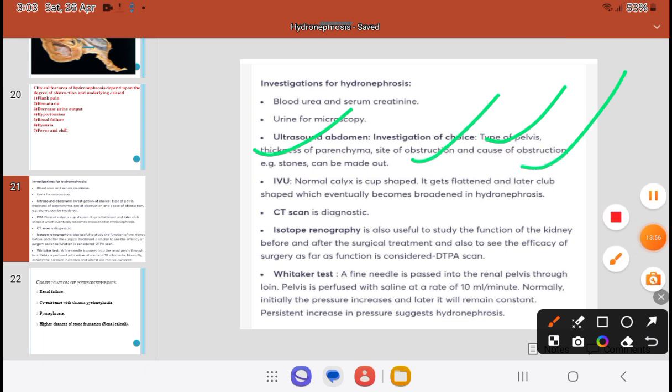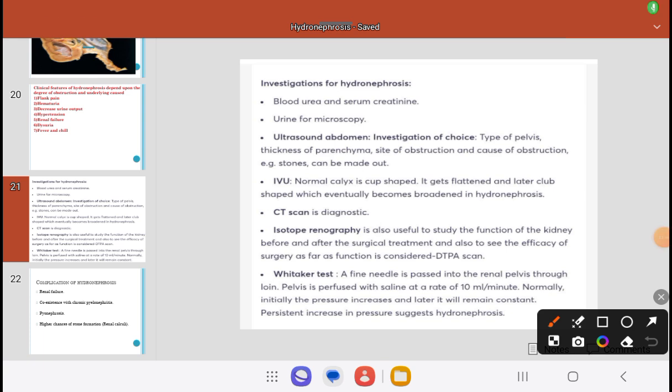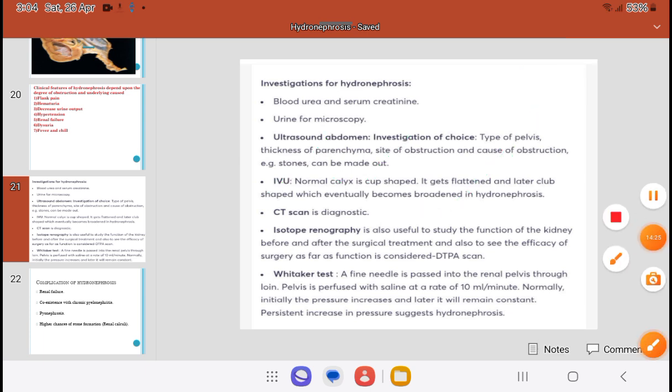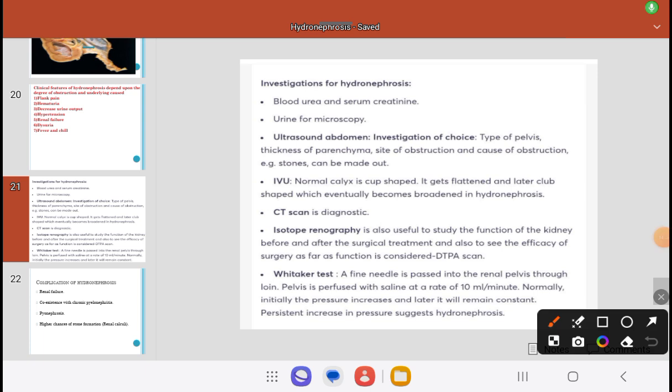And next is intravenous urography. Here dye is injected into the body by the IV route, then X-ray is passed through the body to visualize the parts of the renal system. In normal persons, the calyx is cup shaped, but in a patient with hydronephrosis, the calyx becomes broad shaped. And next is CT scan. CT scan is a diagnostic test in a patient with hydronephrosis.